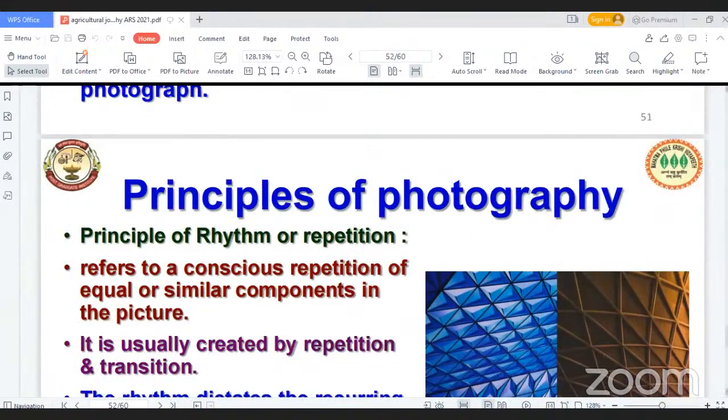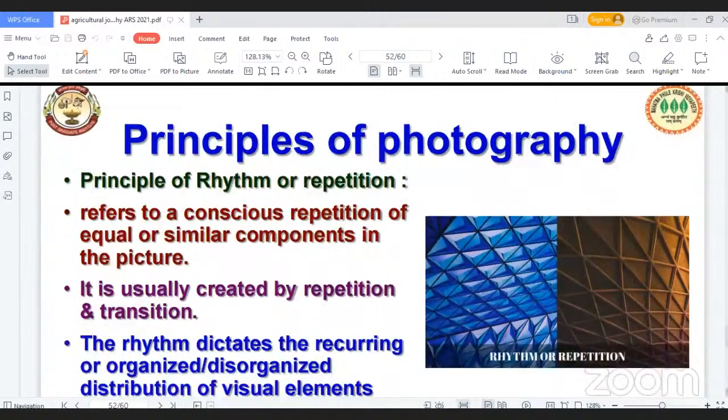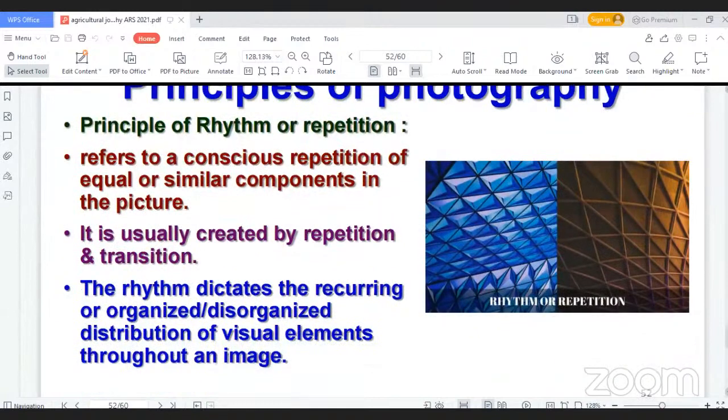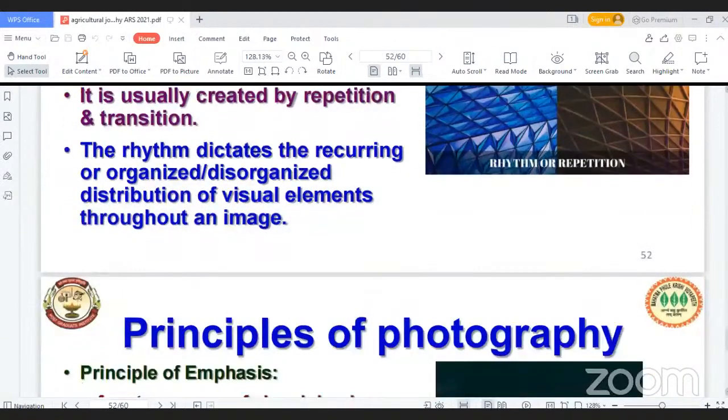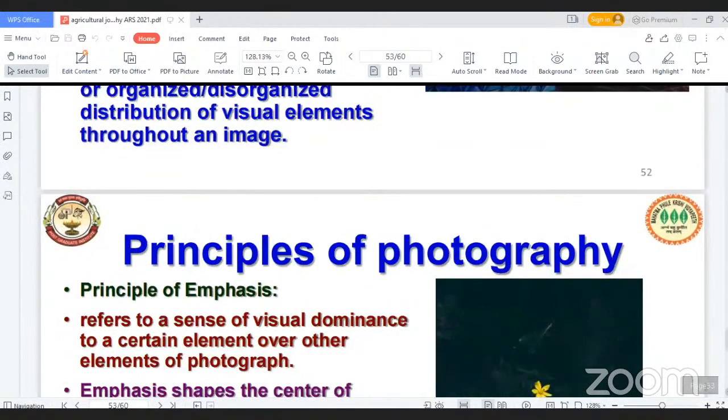Then another principle of photography, the principle of rhythm or repetition. It refers to conscious repetition of equal or similar components in the pictures. It is usually created by repetition and transition. You can use different types of rhythms, equal or unequal. The rhythm depicts a recurring organized or disorganized distribution of visual elements throughout an image. You can see this rhythm or repetition. The lines are repeated, or the structures, maybe chemical structures, repeatedly look like this.